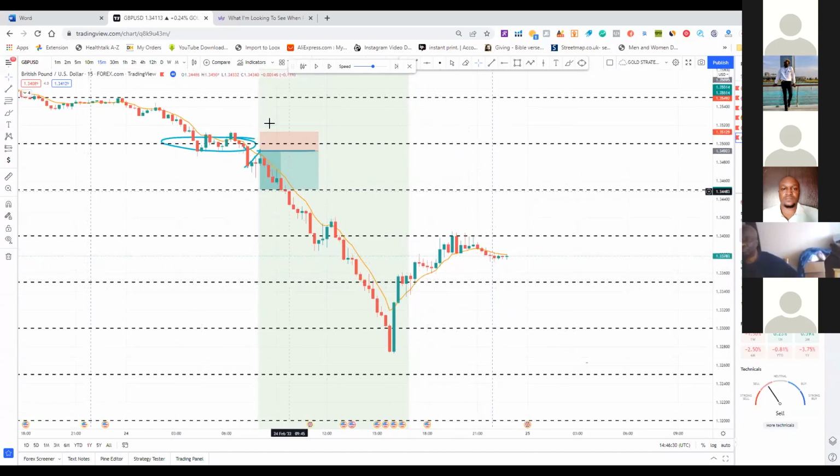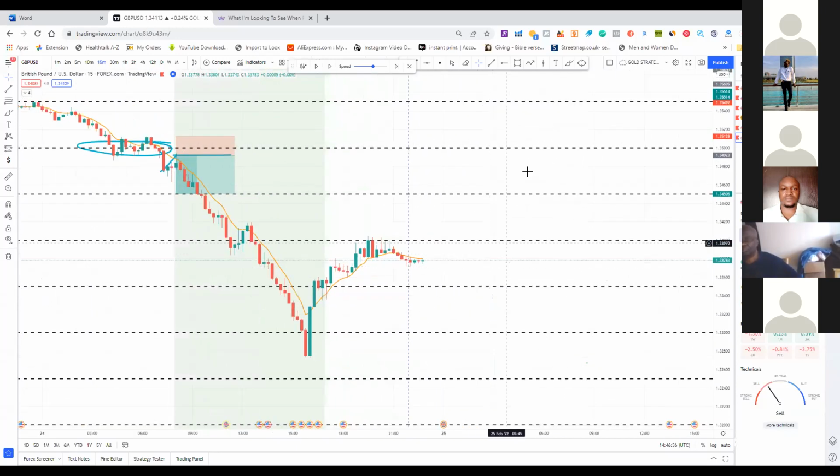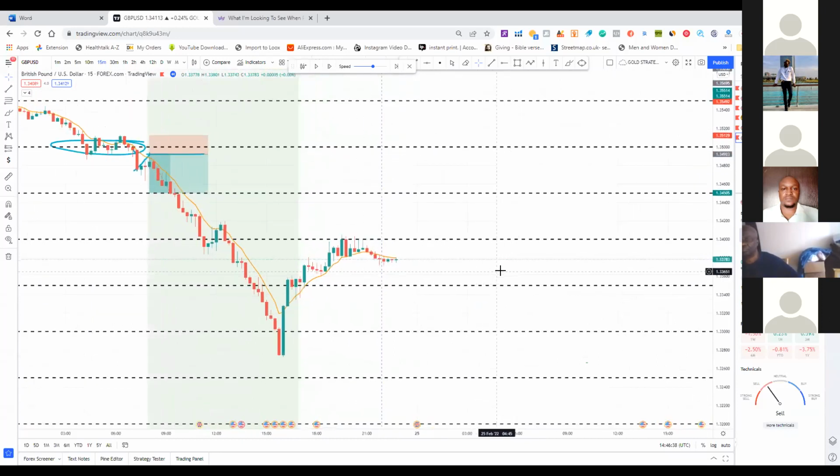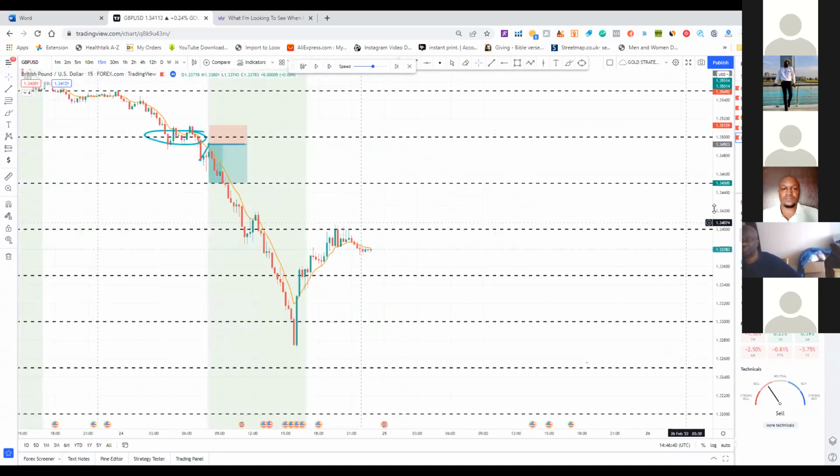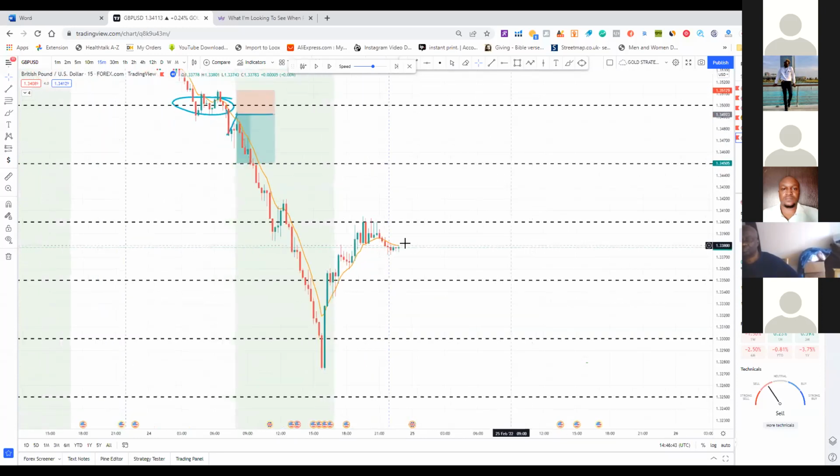If you were to get in, I'll show you something here, and you know that this thing is not going to go far, and you know what to do. All right, let's see what happened next in the market. For me, I'm done. For instance, if I was trading this market, I'm done. Why? Because London session is over. So for me, I'm done.